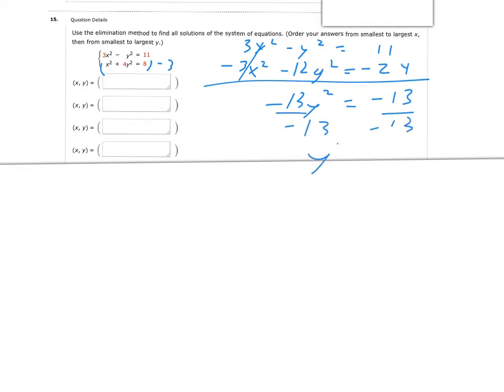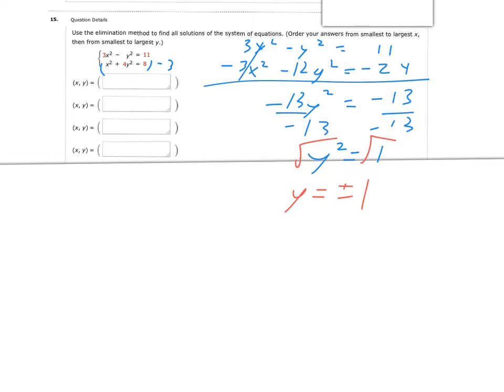And y squared equals 1. And then we take a square root. And since we created that square root, we have to say plus or minus 1. And so I actually have 2 y values there, positive 1 and negative 1. And so now I don't have a linear equation to plug this back into, so I get to choose then. So I'll go ahead and choose the first equation.